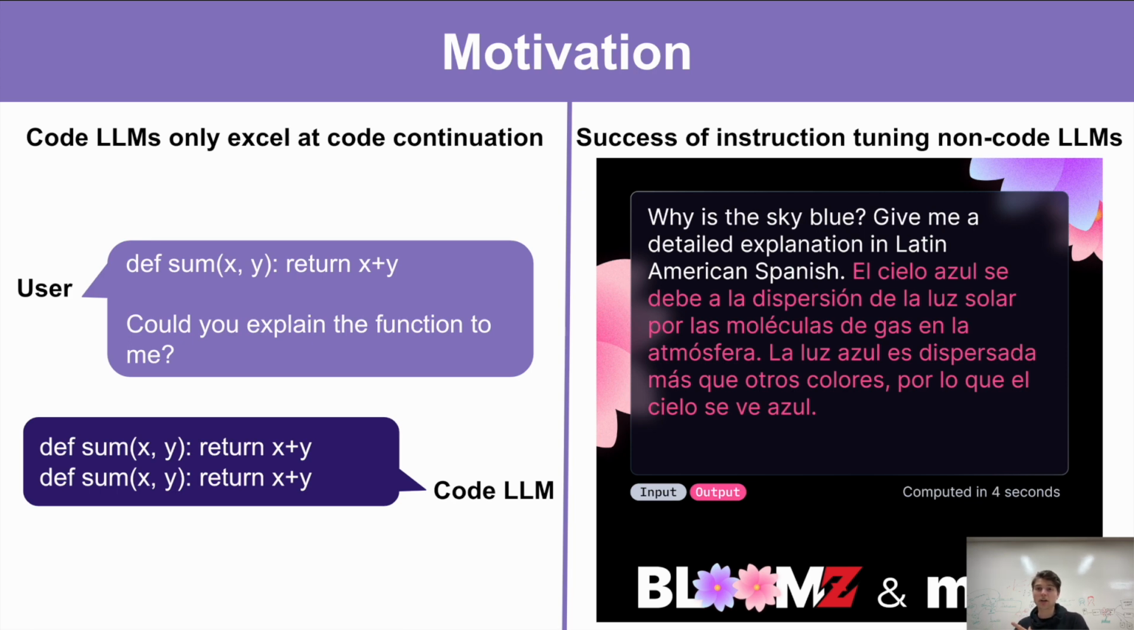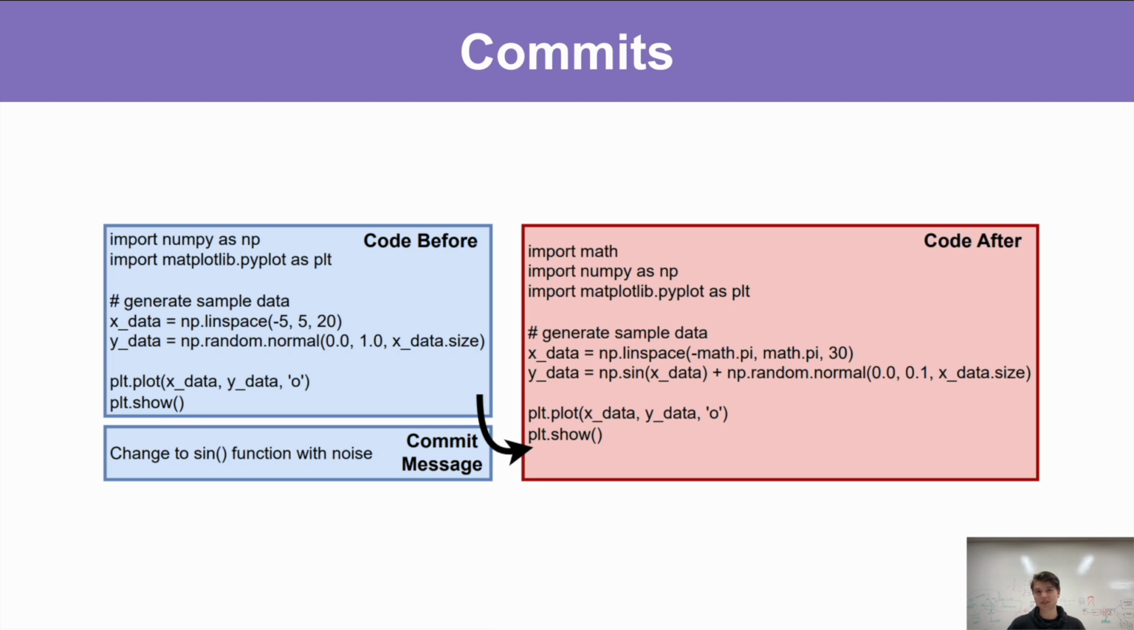Meanwhile, for non-code large language models, instruction tuning has been very successful to make them closely follow user-provided instructions, such as in the example on the right, where we get the model to provide us a detailed explanation of a question, even in an entirely different language. So how can we apply this instruction tuning paradigm to code models?